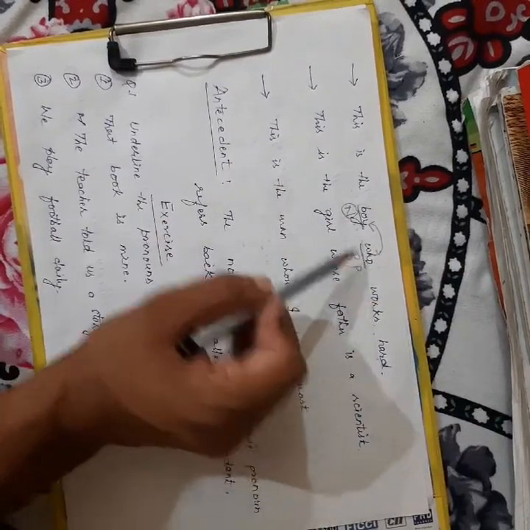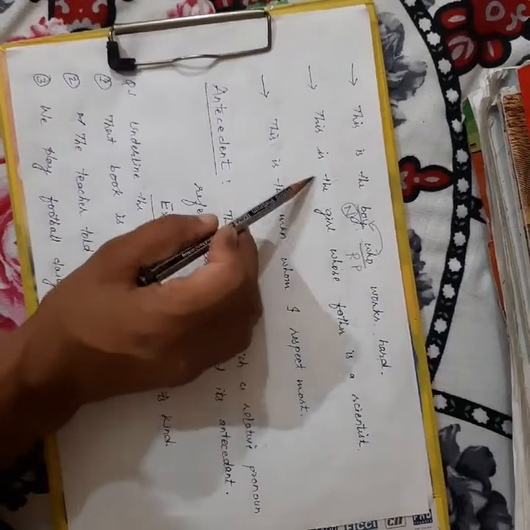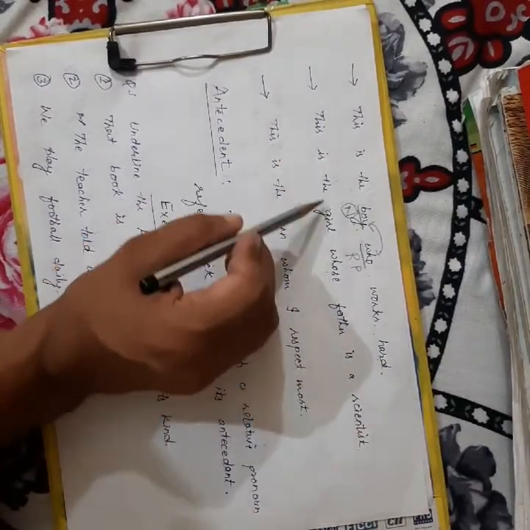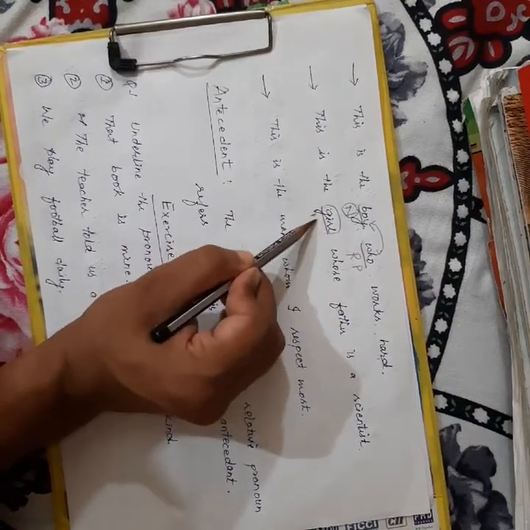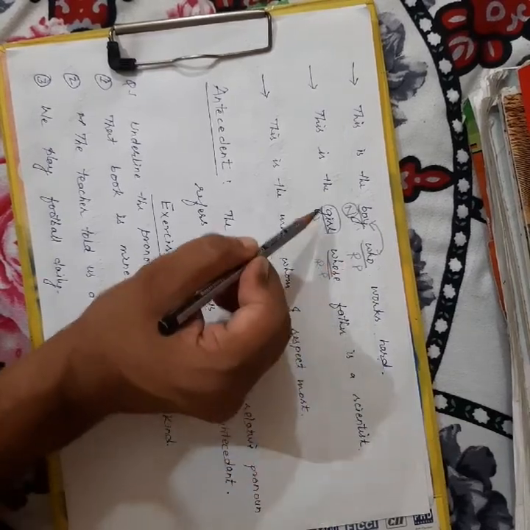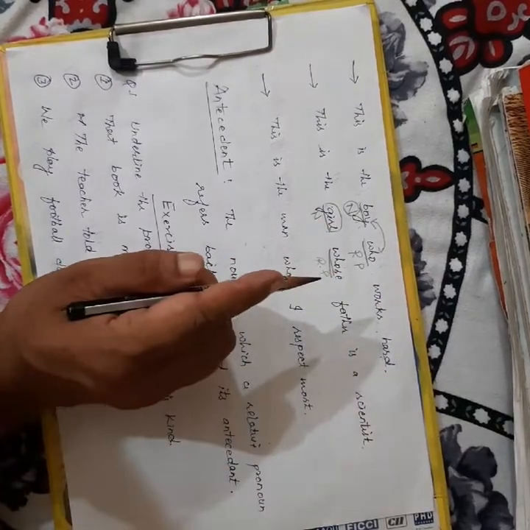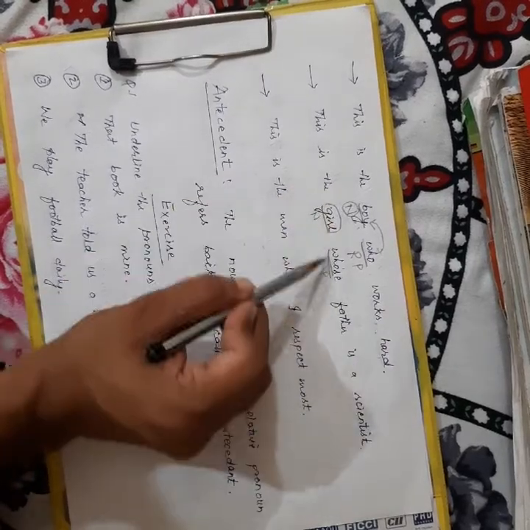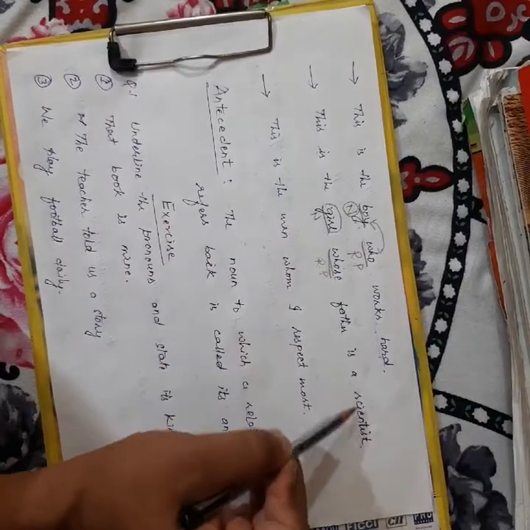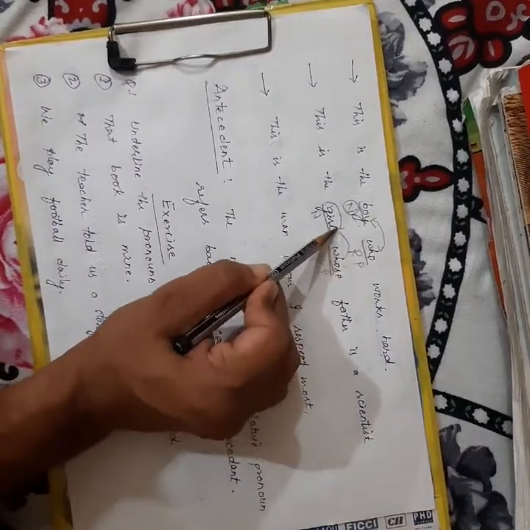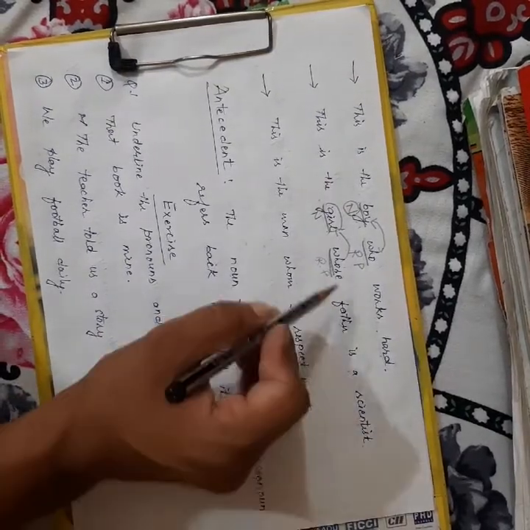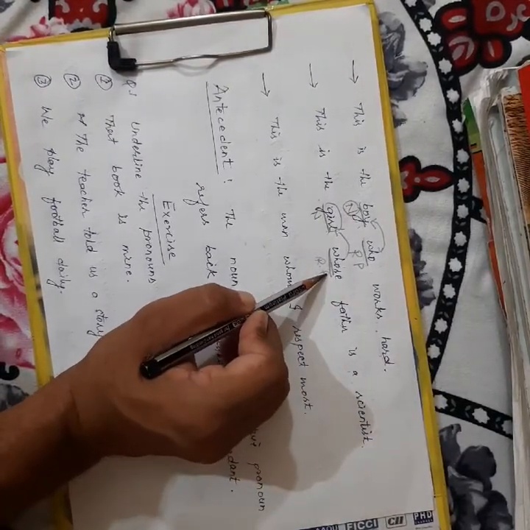Next example: this is the girl whose father is a scientist. Again, this is the girl. Girl is your what? Noun. And whose is the relative pronoun. Again, there is a relationship between the noun and the other words in the sentence. This is the girl whose father is a scientist. So whose is used for the girl. Whose is your relative pronoun.